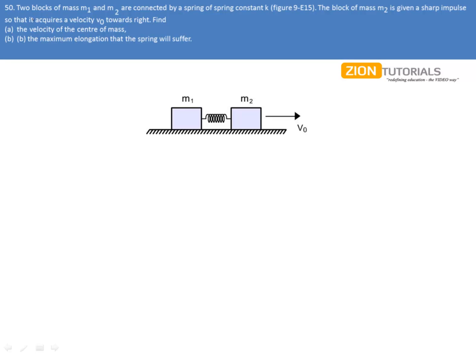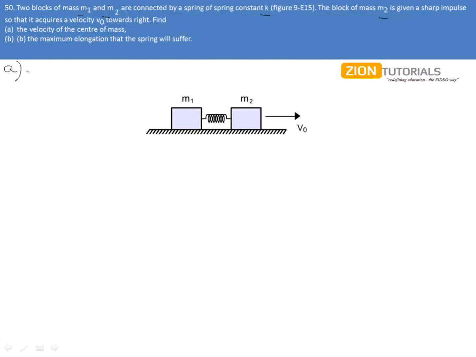As the question says, two blocks of masses m1 and m2 are connected by a spring of spring constant k. The block of mass m2 is given a sharp impulse so that it acquires velocity v0 towards right. Find the velocity of the center of mass.